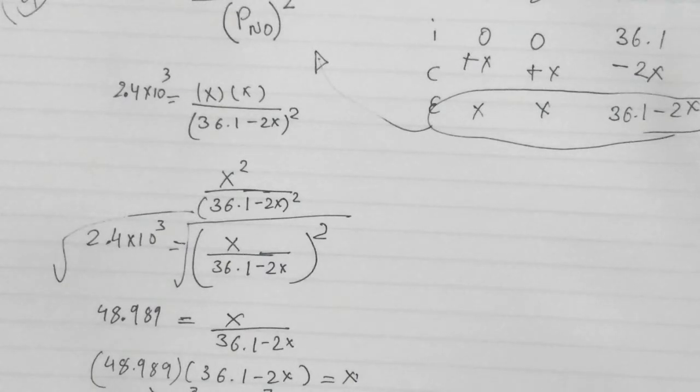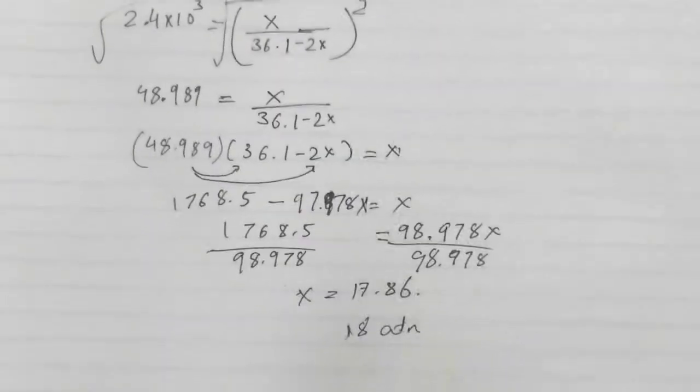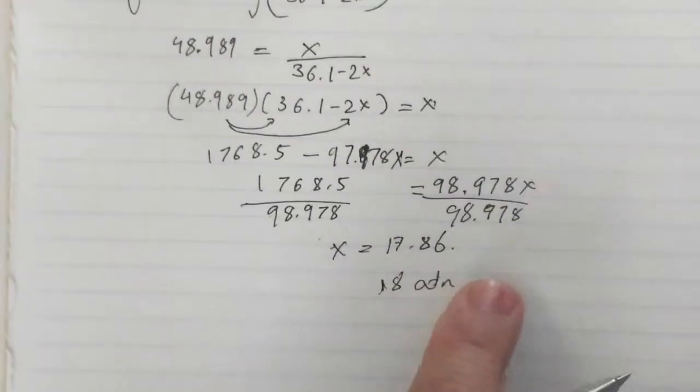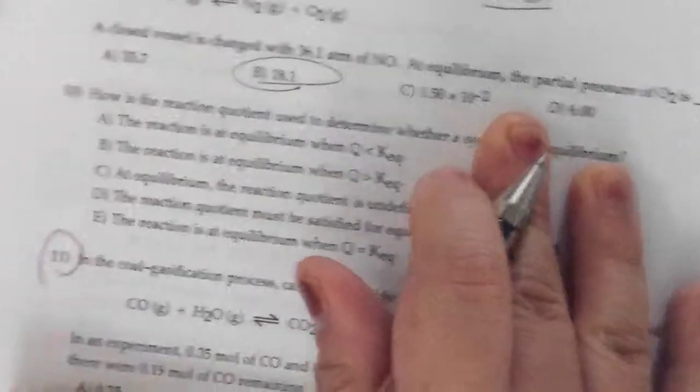Again, there is some approximation going on here. So your answer for this question is about 17.8, so about 18 atm, or 17 point something atm. That's what we're looking at. That's gonna fix for B.